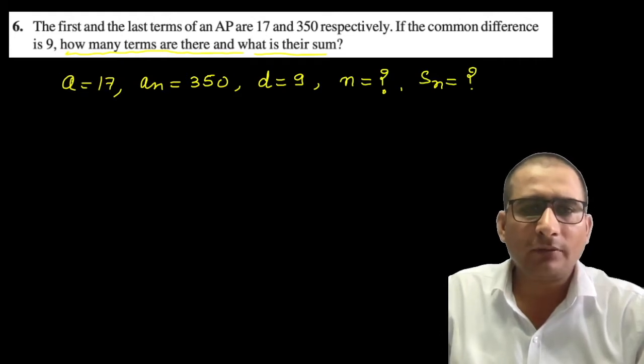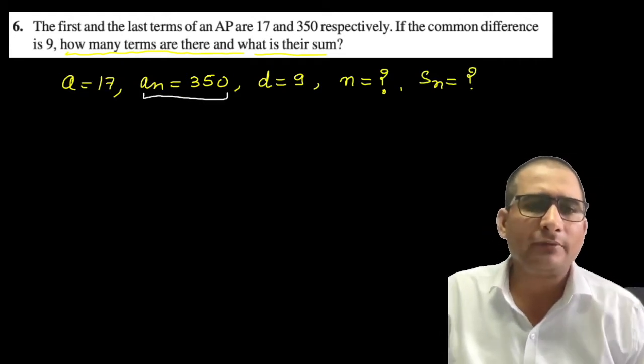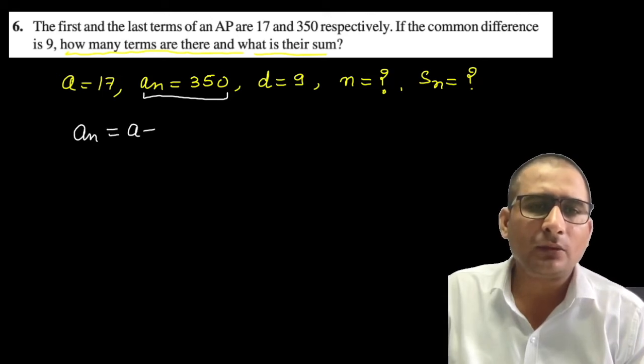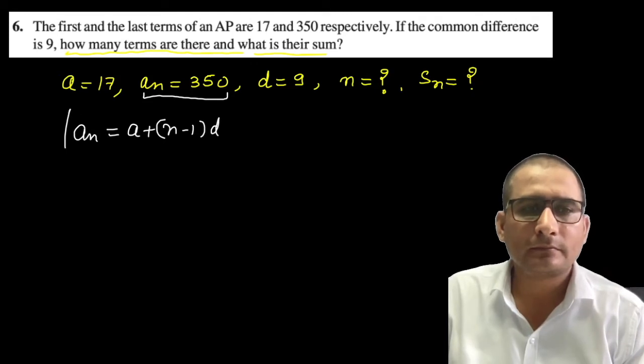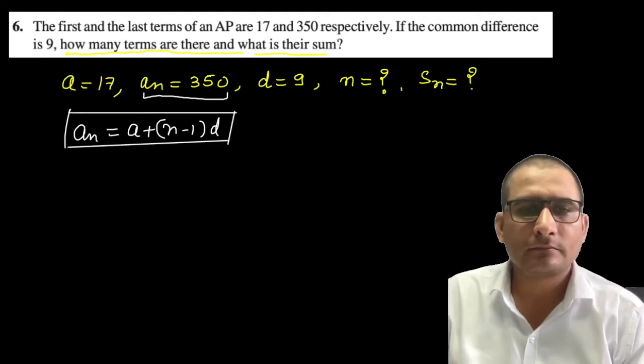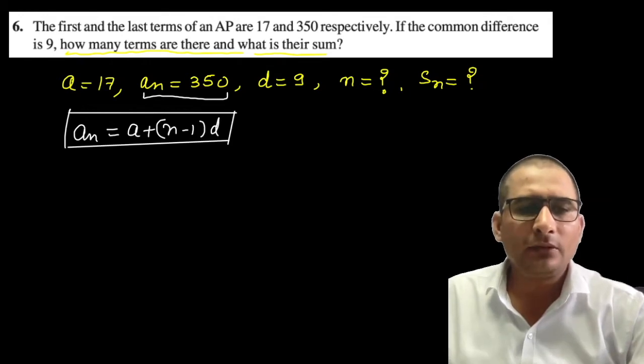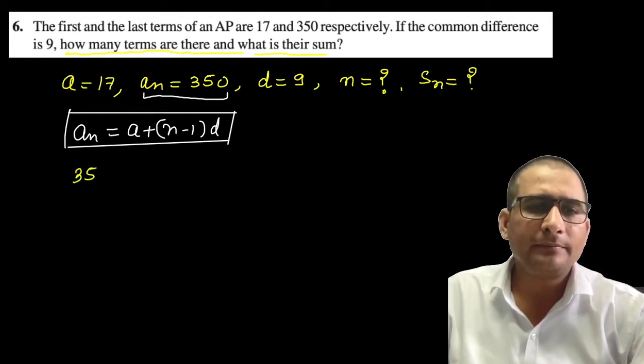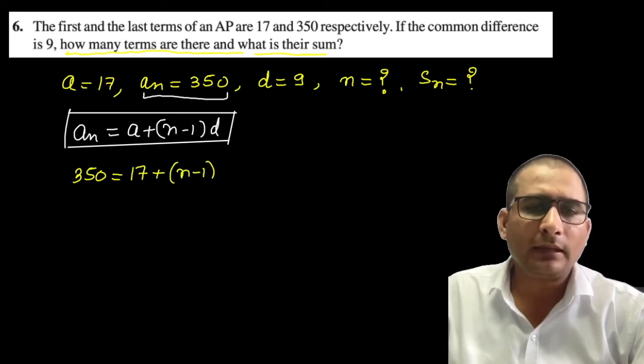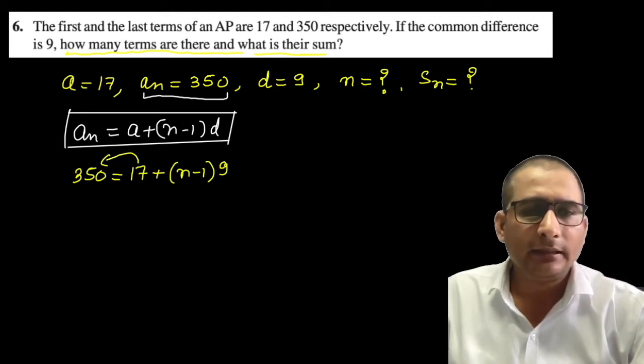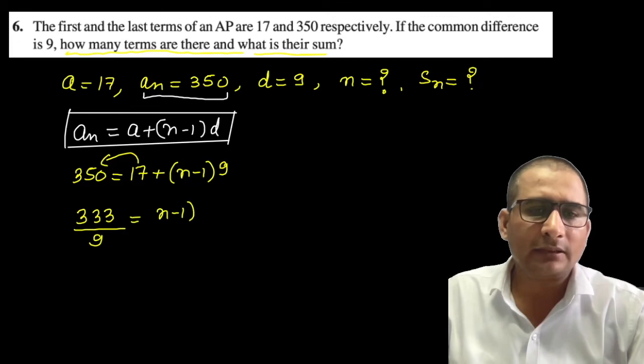Now let us apply the formula for An first. So we know that An is equal to a plus n minus 1 into d. Put all the given values here. An कितना given है 350, a कितना given है 17, n we do not know about n, and d is given 9. Now find the value of n from here. इसको इधर ले जाइए, it become 333 divided by 9 is equal to n minus 1.